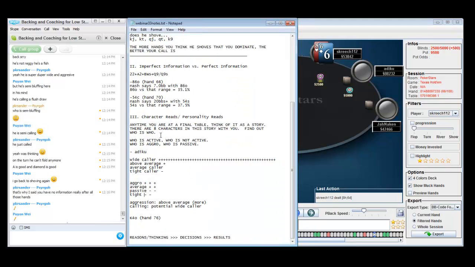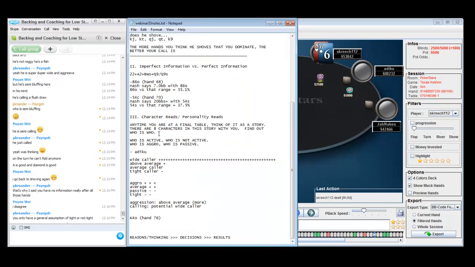When you're at a final table, see if you can spot things that tell. Okay.